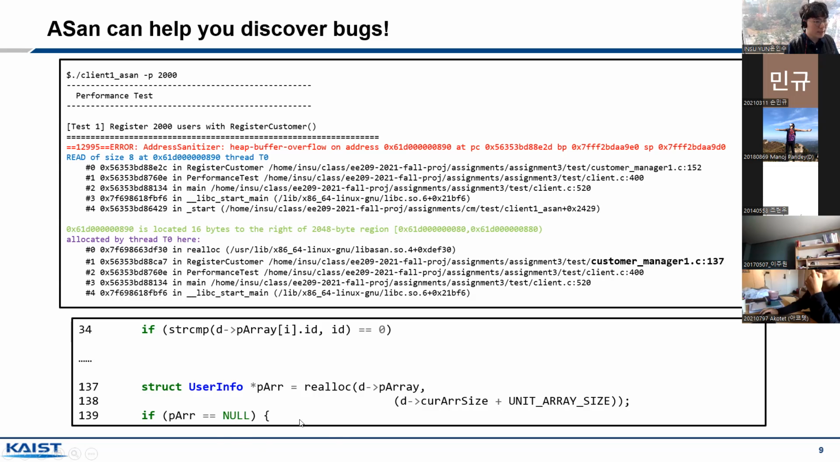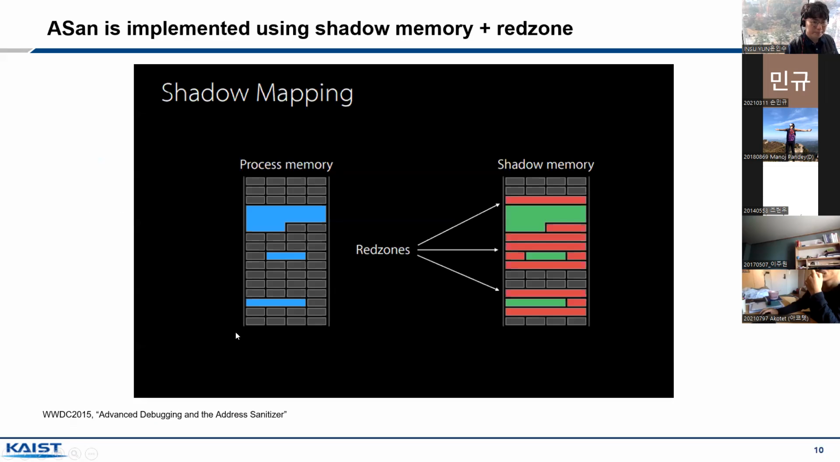As we saw before, this is where our bug happened. We missed the multiplication by the size of the element. So this is the root cause of our bug. And by checking this code, you can see this is customer_manager1.c line 137. So if we go to line 137, we can easily find it. So by getting this information, we can easily find this type of memory error.